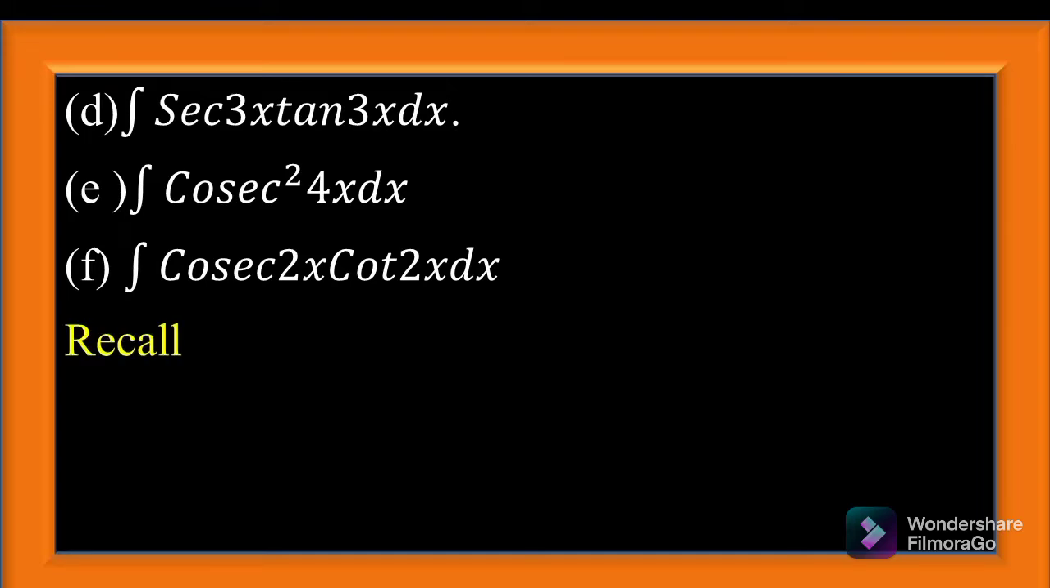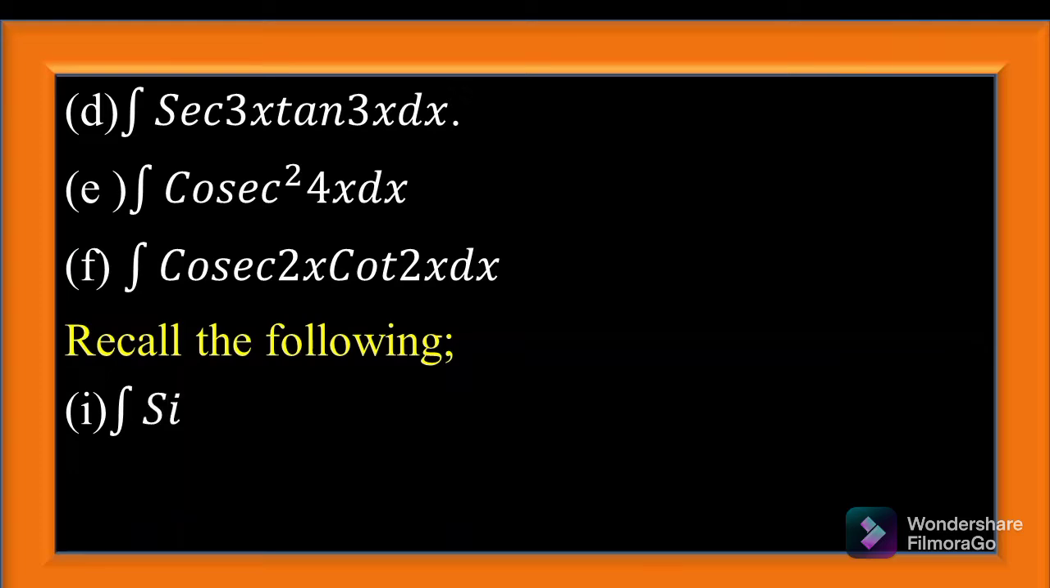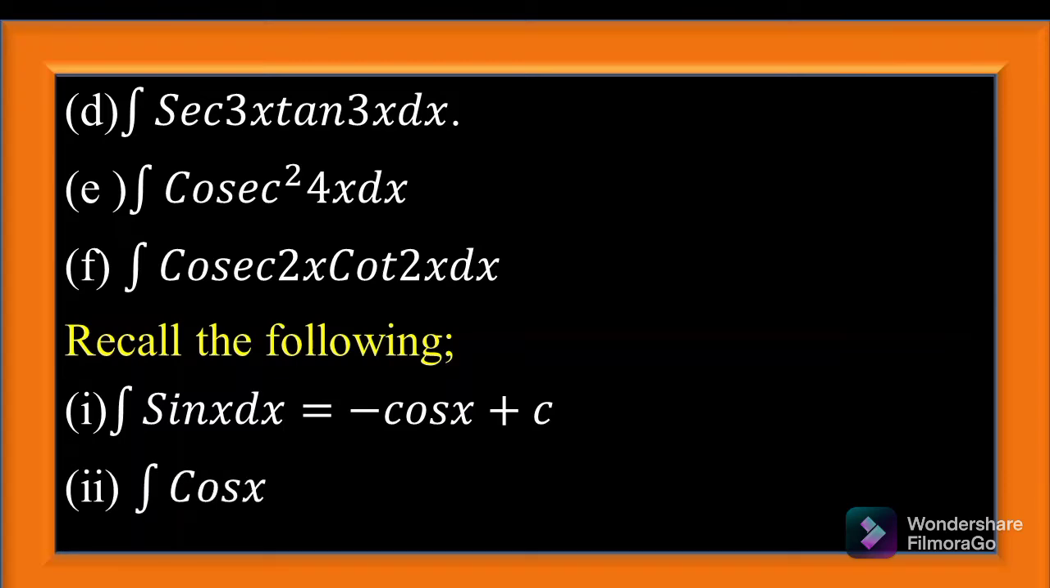Now, before we do anything about this, we need to first recall from the previous tutorial that we concluded that the integral of sine x with respect to x is negative cos x plus a constant. The integral of cos x is positive sine x plus a constant. We also said that the integral of sec squared x with respect to x is equal to tan x.